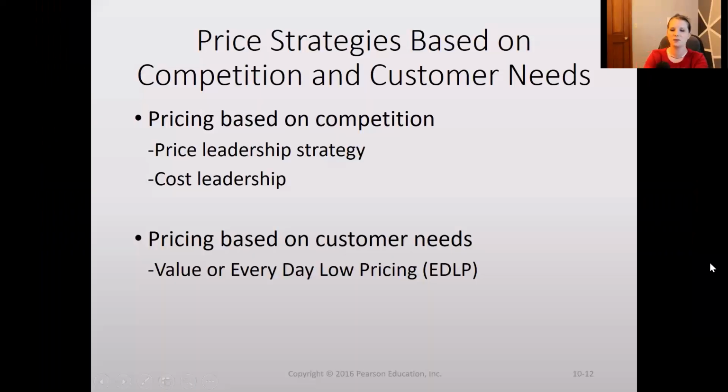Okay, so let's start here. Let's dig into these different strategies that we might use for pricing. One or a couple of strategies we could use would be pricing based on competition. The first one is price leadership strategy, and the second one is cost leadership strategy. And then we could use pricing based on our customer needs. This is going to be value pricing, things like the dollar store, or everyday low pricing, like Walmart, where maybe not everything in the store is the lowest price among competitors, but on average, things are going to be the lowest price compared to competitors.